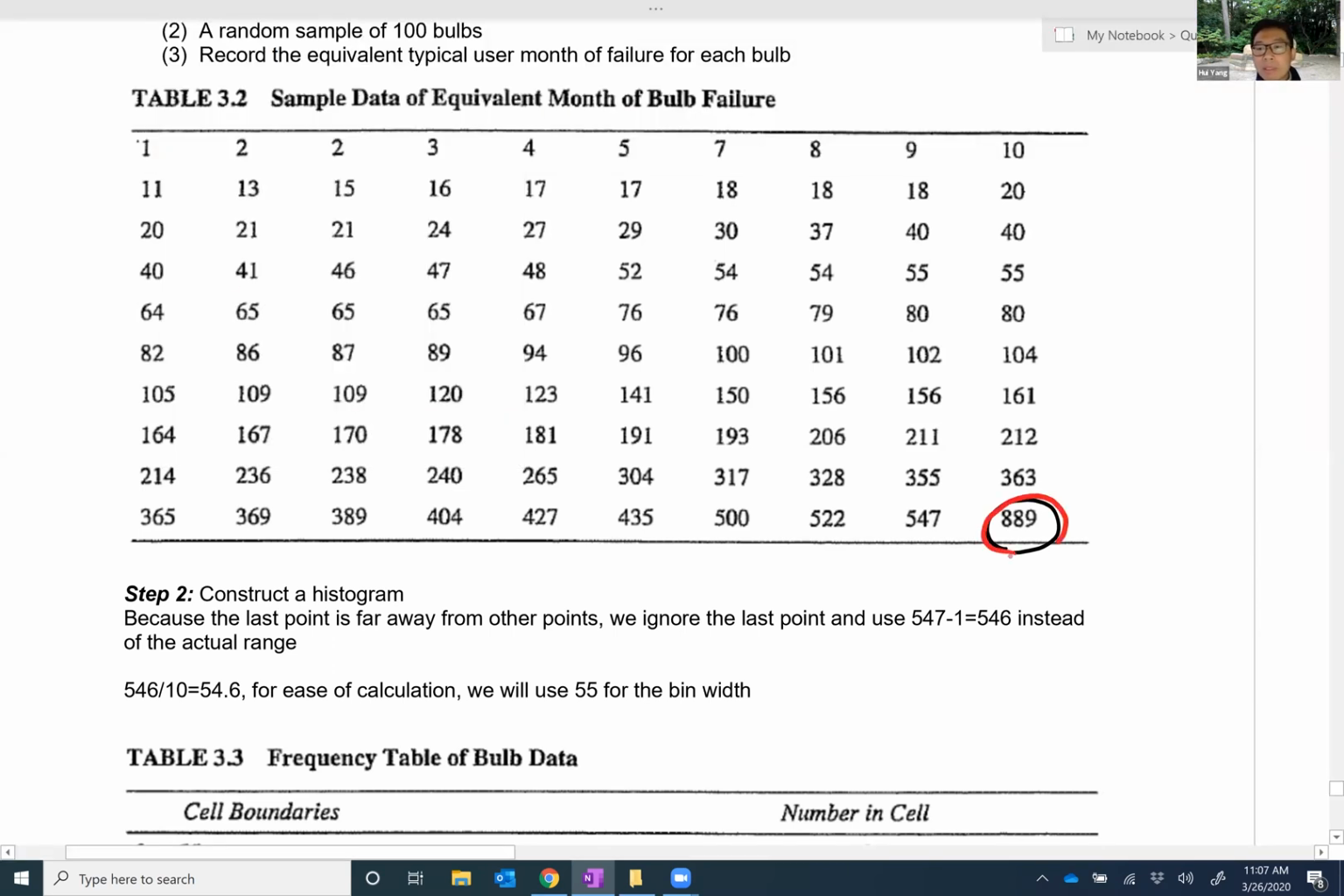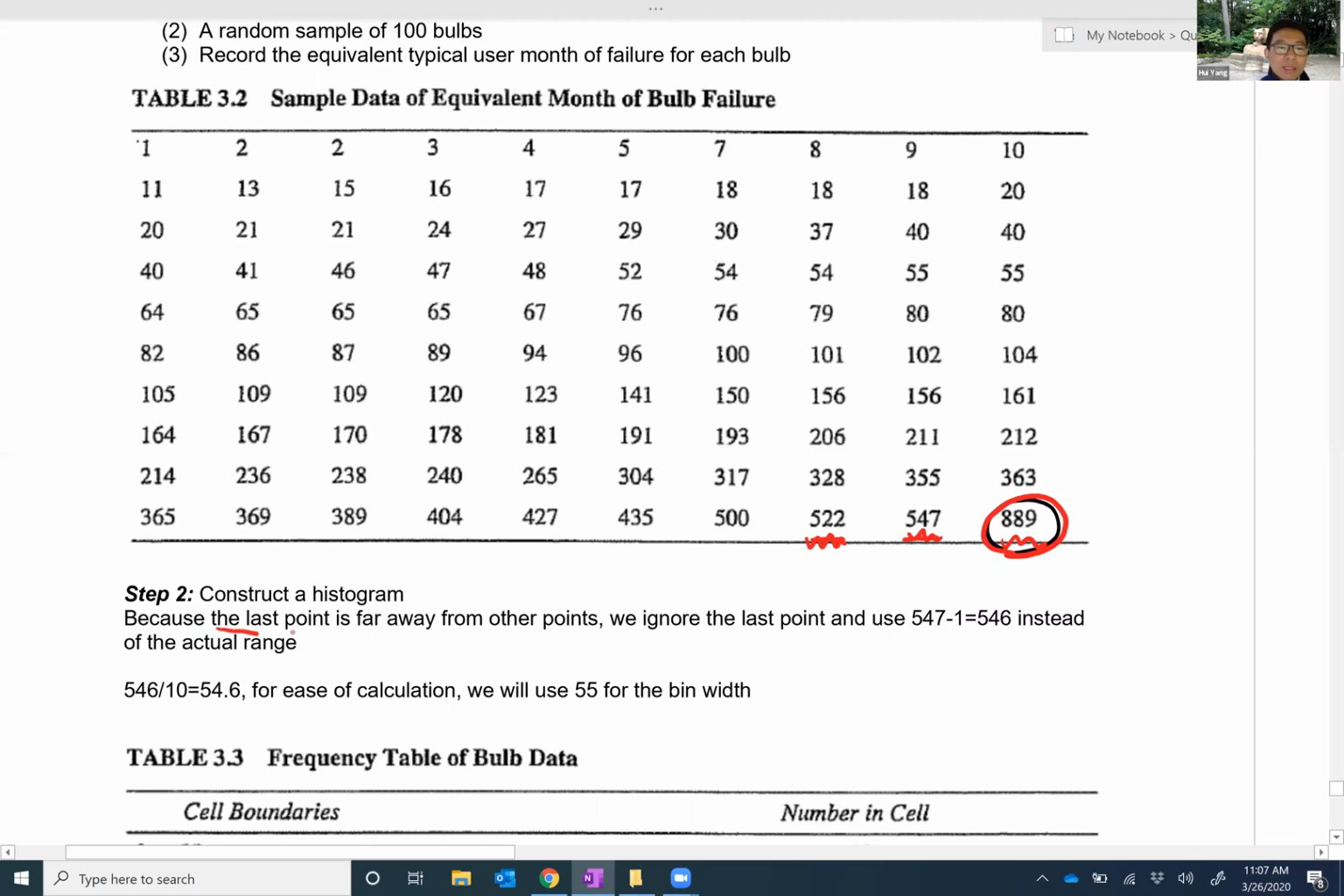Because this data point is actually far away from the rest. You see, this is 1, 2, 3, 4, 5. They are very close. You see, 522, 547 is about 25, right? The distance is about 25, but 547 to 889, the distance is more than 300. So in this case, we are going to get rid of the outliers.